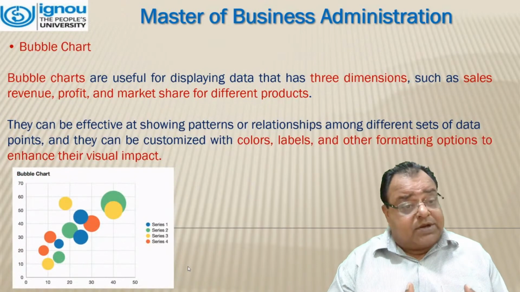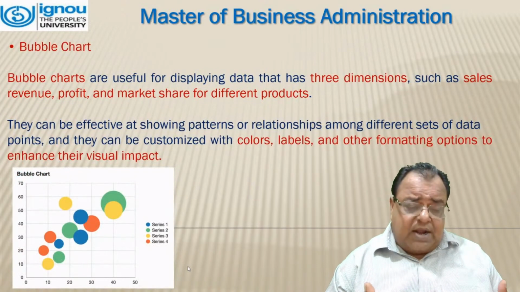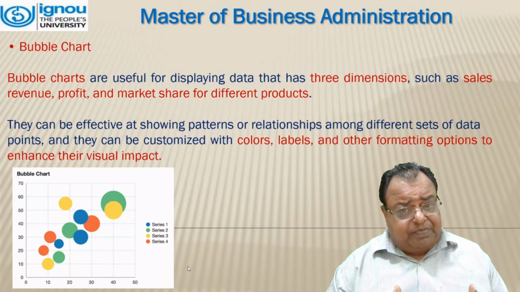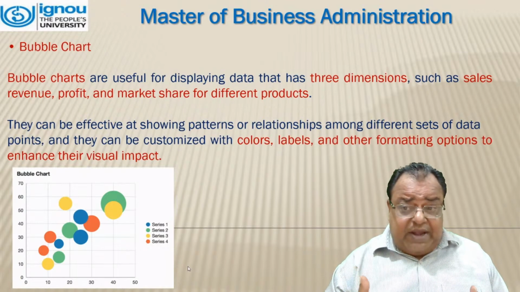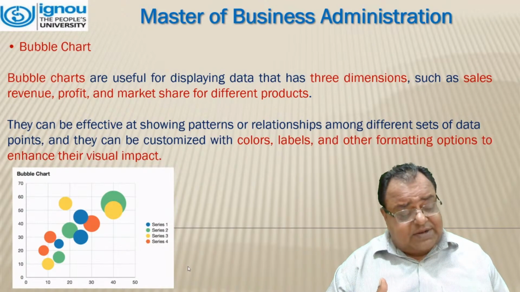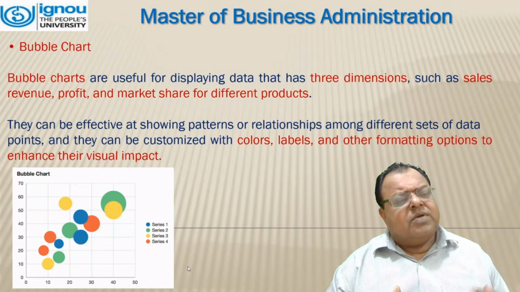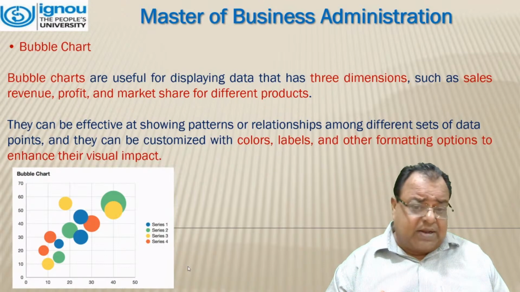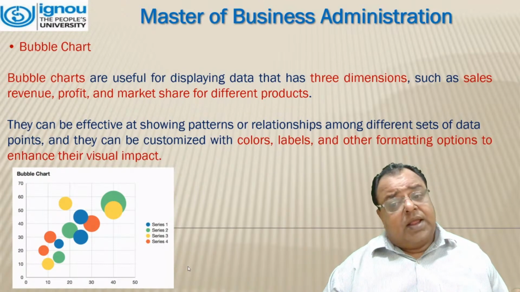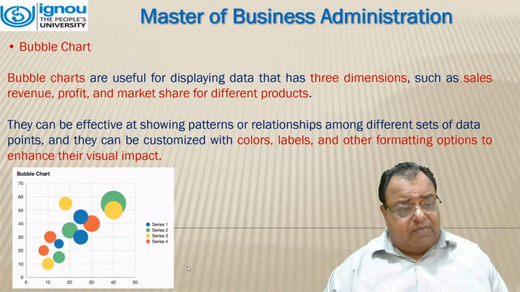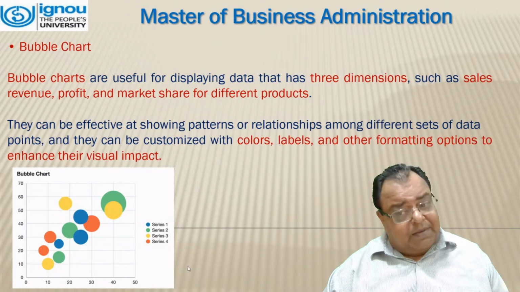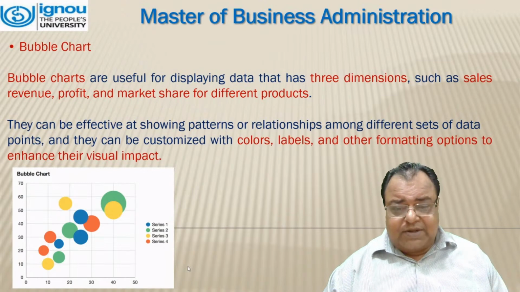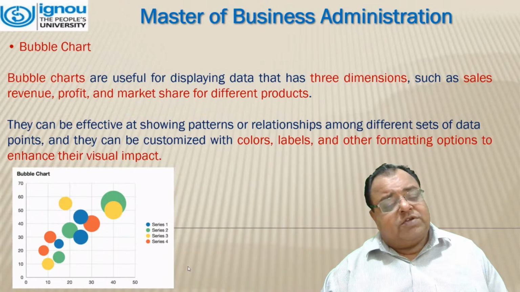Then comes your bubble chart. Bubble charts are useful for displaying data that has three dimensions, such as sales, revenue, profit, market share for different products. They can be effective at showing patterns or relationships among different sets of data points, and they can be customized with color, labels, and other formatting options to enhance their visual impact.